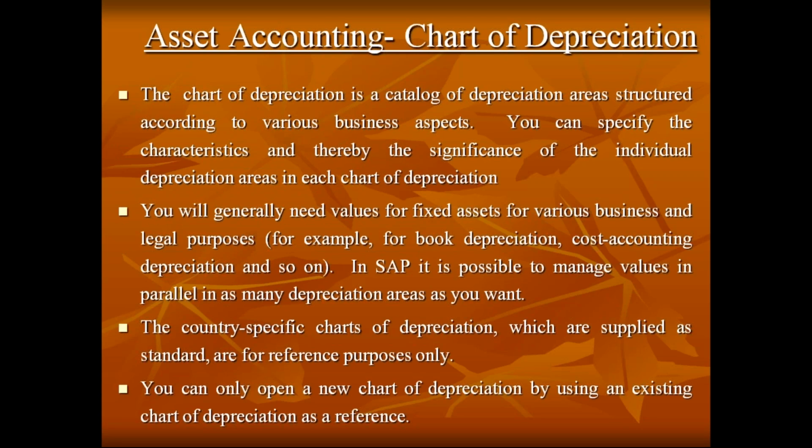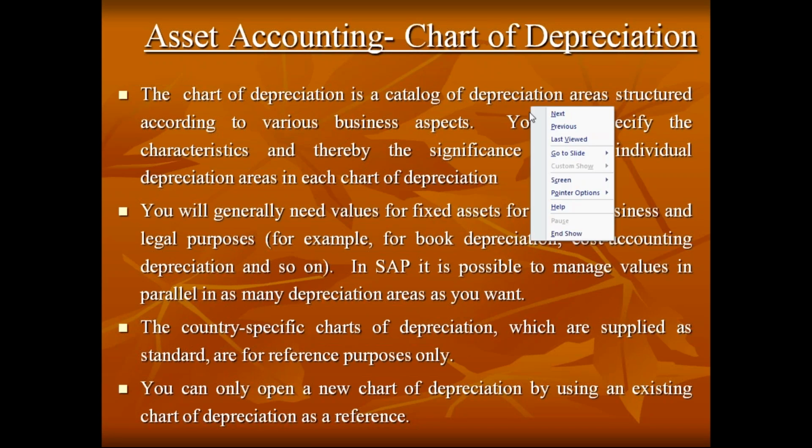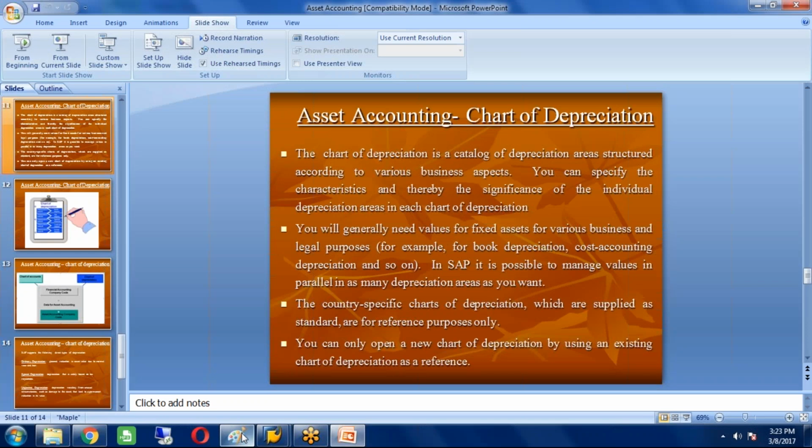Now, the most important thing in asset accounting is the chart of depreciation. The whole of depreciation is linked with the chart of depreciation. The chart of depreciation is a catalog of depreciation areas structured according to the various business aspects. Let me take you to the MS Paint document. Let me put it here.